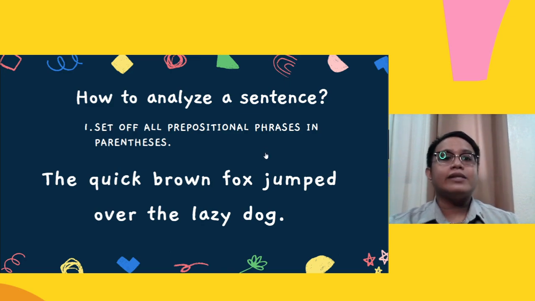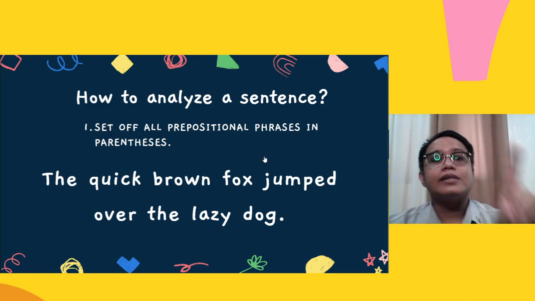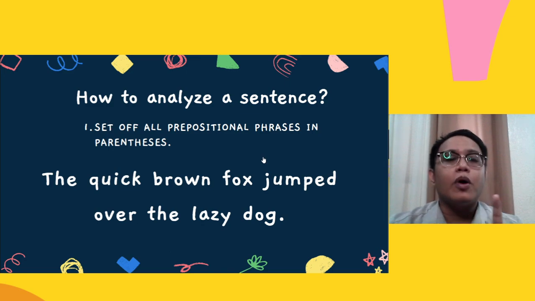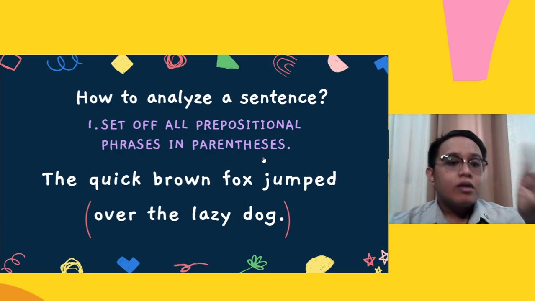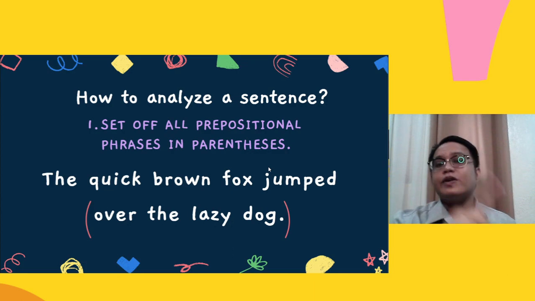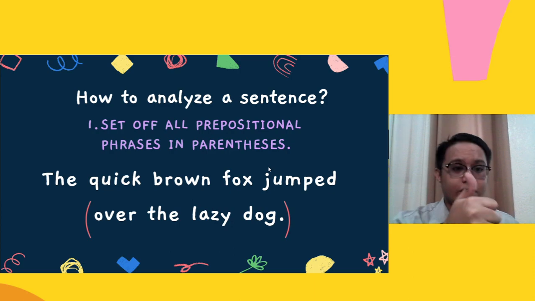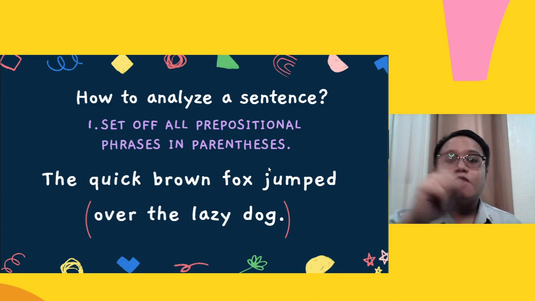Number 1 says set off all prepositional phrases in parentheses. So what we're going to do is put parentheses around over the dog. Here, we did it already, the first step in how to analyze a sentence. We're done, since there are no other prepositional phrases here. So let's proceed to number 2.